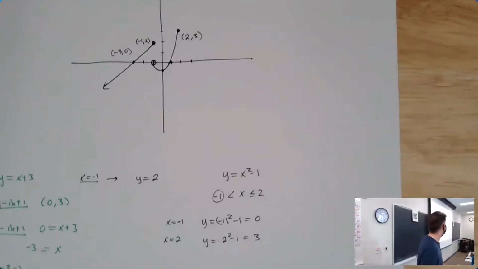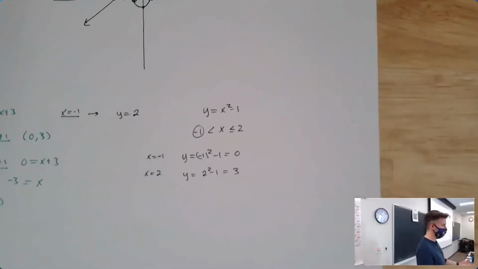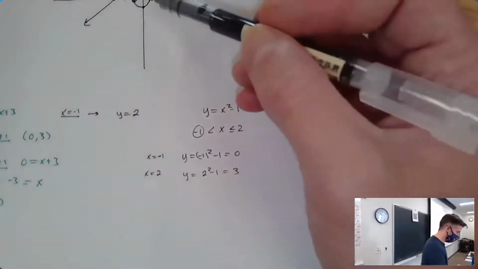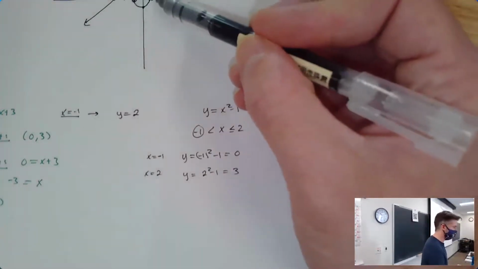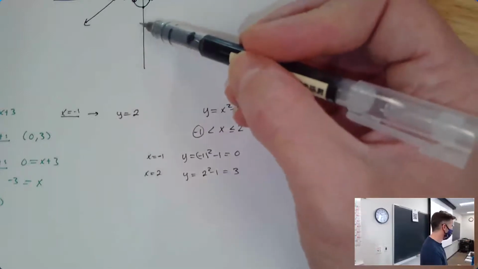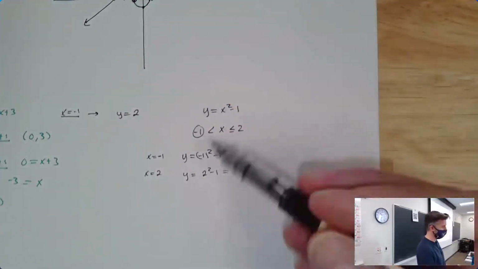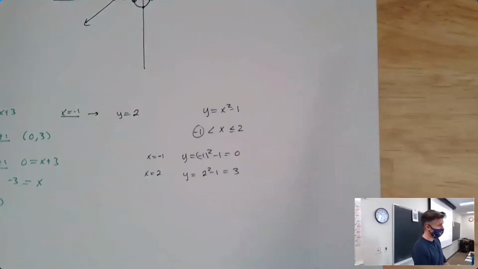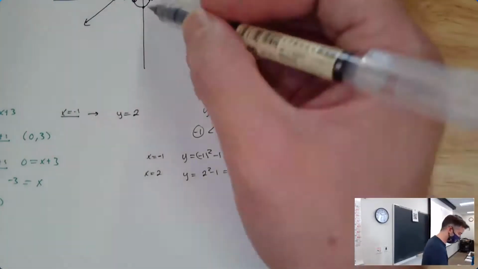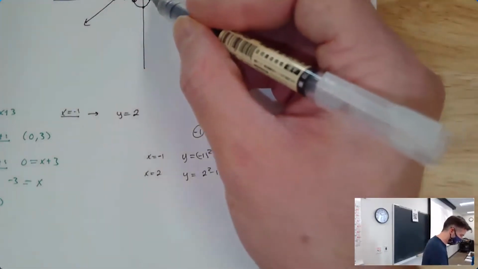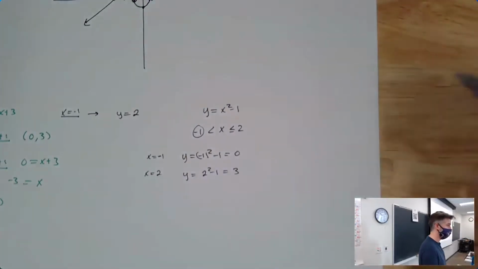I kind of knew what was going to happen, to be honest. I know I'm shifting it down 1. I know that I'm going to get the x-intercepts to be -1 and 1 and the y-intercept to be -1. I didn't want to spend the time writing that just to say it, but you're right. We do want to think about those intercepts. So there is an intercept there at (0, -1). There is an x-intercept there at (1, 0).